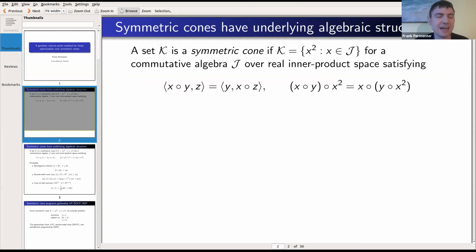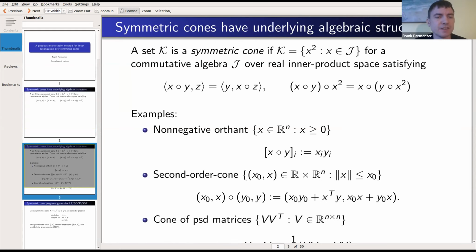Okay, so to just dive in and get it out of the way, let me define what I mean by a symmetric cone. A symmetric cone is a convex cone that has additional algebraic structure. In particular, it's the set of squares of an algebra J that satisfies the following properties. First, the algebra J is commutative. Second, the multiplication operation is self-adjoint with respect to some underlying inner product. And finally, the multiplication operation satisfies a weakened form of associativity given by this second identity here.